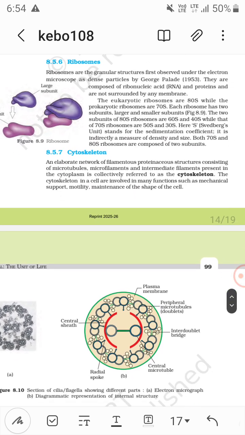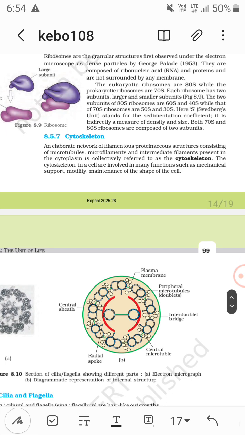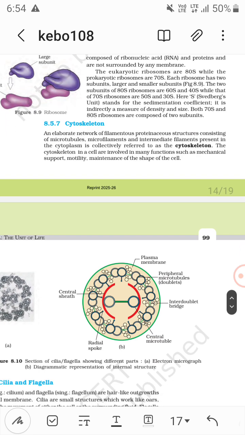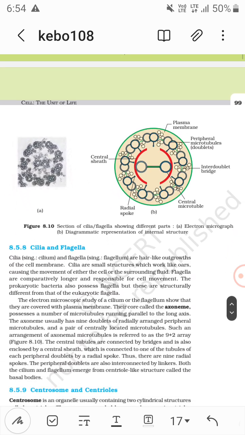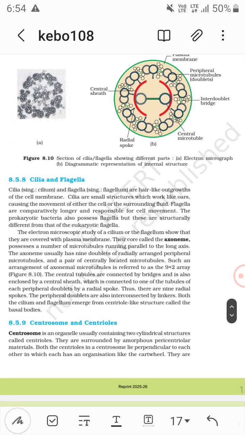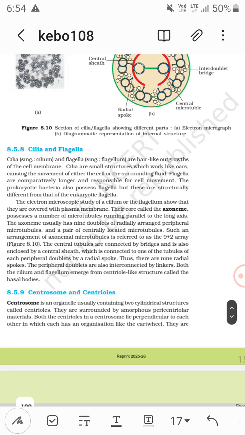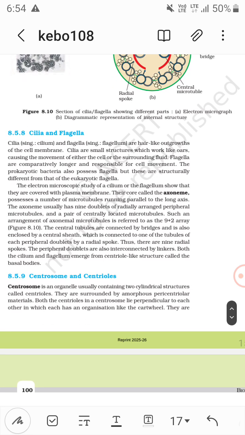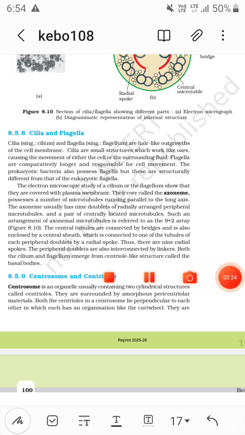Okay, now cytoskeleton in eukaryotes, right? Cytoskeleton is made up of microtubules, microfilaments and intermediate filaments. These are proteinaceous structures present in the cytoplasm and function in support, motility and maintenance of the shape of the cells, right? And cilia and flagella are outgrowths of the cell membrane. Cilia help in movement of either the cell or the surrounding fluid. Flagella are mainly longer and are for cell movement, right?